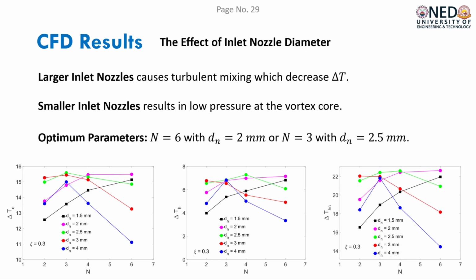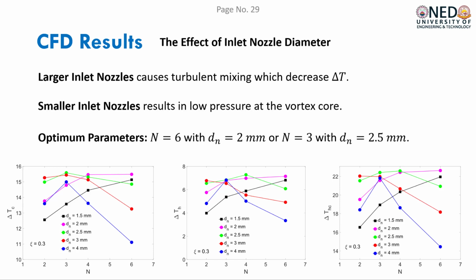The interaction plot of cold temperature difference, hot temperature difference and temperature separation depending on nozzle diameter and number of nozzles are plotted using the CFD results, where 3 nozzles and 2.5 mm nozzle diameter is found to be the better configuration based on cold temperature difference, whereas 4 nozzles and 2.5 mm diameter of nozzle is the better configuration based on hot temperature difference.